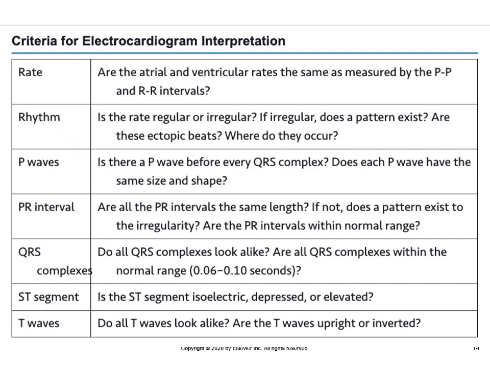Okay, criteria for EKG interpretation. When we interpret the EKG, we have to look at this criteria: rate, rhythm, P waves, PR interval, QRS complexes, ST segment, and T waves. For the rate, are the atrial and ventricular rates the same as measured by the P to P and R to R interval? For the rhythm, is the rate regular or irregular? The P wave, does it come before the QRS complex? Does each P wave have the same size and type?